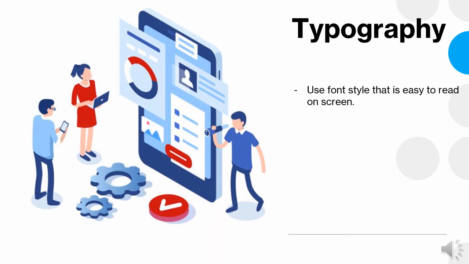Typography is basically the font style that you're using on your system. You need to be able to use a font style that is easy to read on screen, and research has shown that sans serif fonts are much easier to read on screen, while serif fonts are much easier to read on something that's on printed paper, basically. So what that means is we need to use sans serif fonts on our screen in order to make sure that the users understand the instructions that we're trying to convey to them.